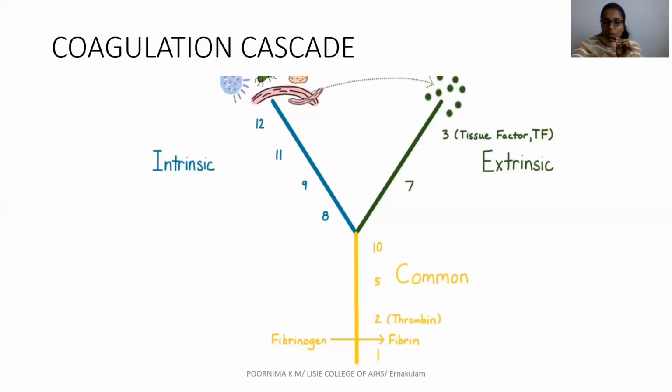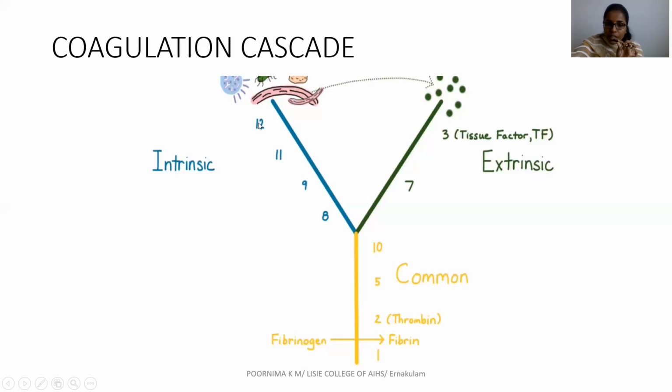As the platelets have released their granular content, it causes formation of a negative charge over the platelet plug. This negative charge causes activation of certain factors involved in the intrinsic pathway. The factors involved in the intrinsic pathway are called contact activation factors, because this negative charge present on the platelet membrane causes activation of factor 12.